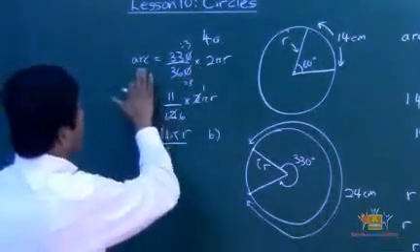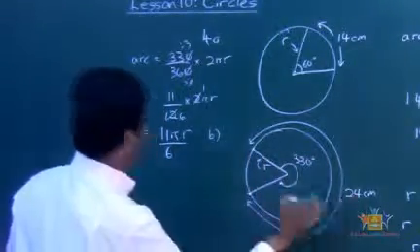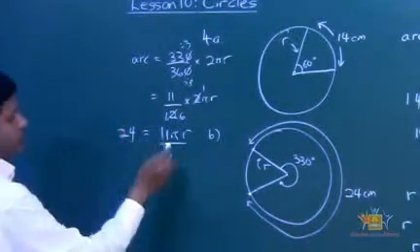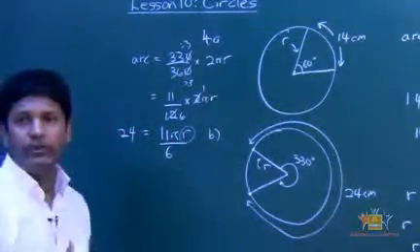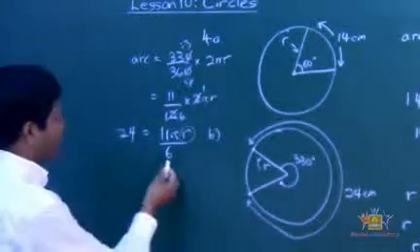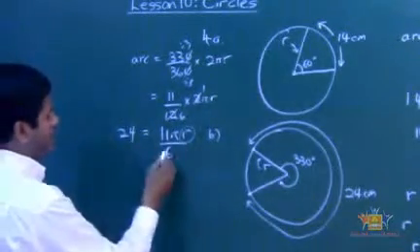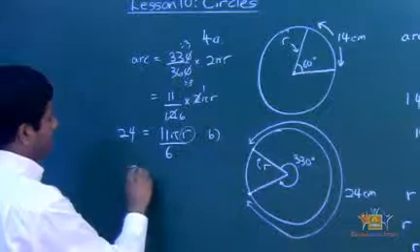And we know the arc length is what? 24. So I'm going to put here 24, and I'm solving for r. Okay, because I'm looking for r, I'm going to isolate it. So who's got to go? 6. What's 6 doing? Dividing. Okay, division across the bridge becomes multiplication.